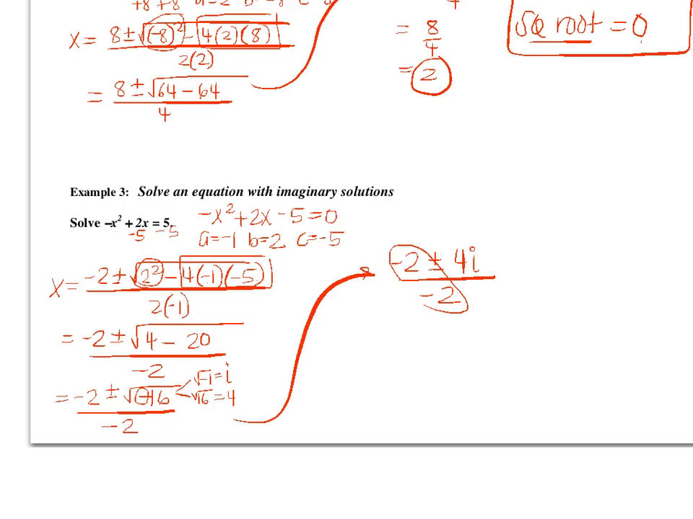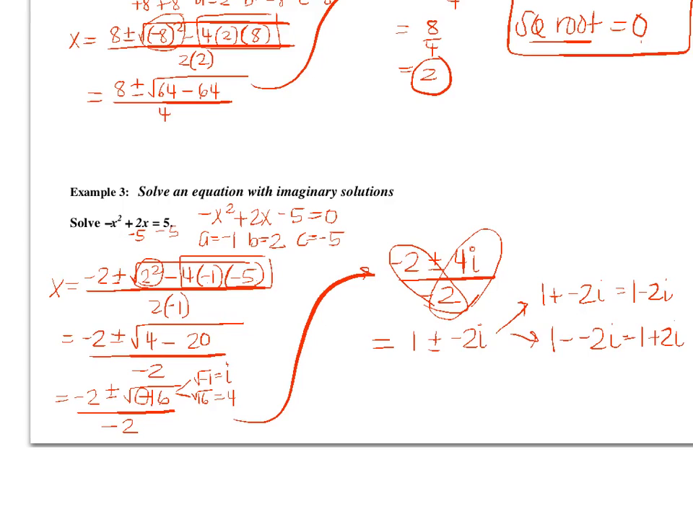Negative 2 divided by negative 2 is 1. 4i divided by negative 2 is negative 2i. Now, you'll notice I kept the plus and minus, but I want to just discuss this briefly. If I look at this, I have 1 plus a negative 2i, and I have 1 minus a negative 2i. Well, what does that end up being? 1 minus 2i and 1 plus 2i. So I could just write my answers as 1 plus or minus 2i.